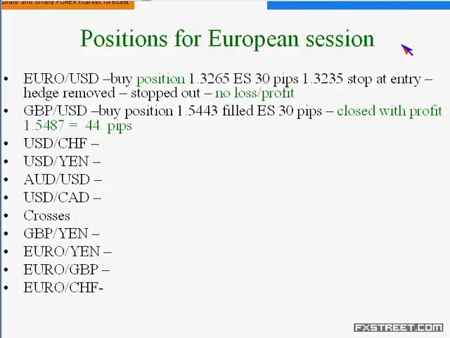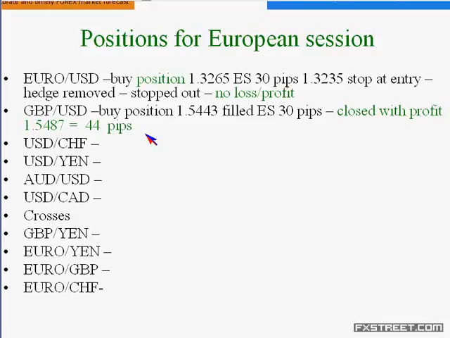Then towards the close of the European session, around 13:30 GMT, they made a quick drop in the case of GBP and Euro, and they filled my 54.43, and then quickly went up to 54.87. So before that session closed, I wanted to close that particular position. At 54.87, I simply closed it and made about 44 pips.